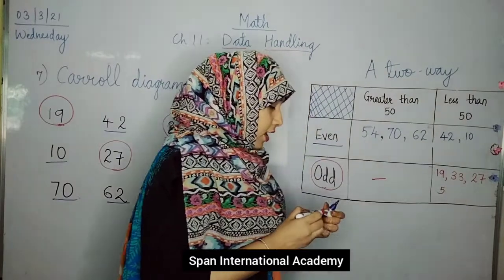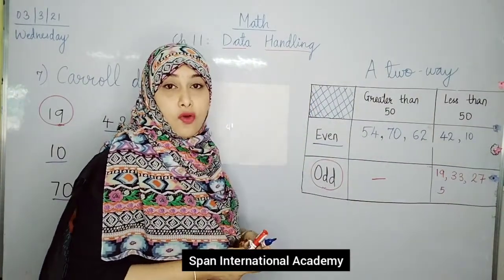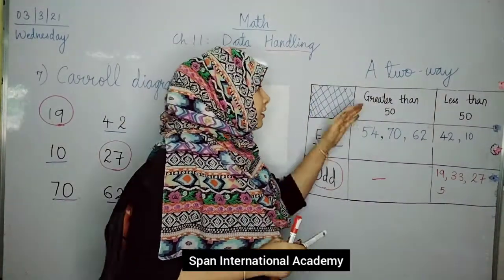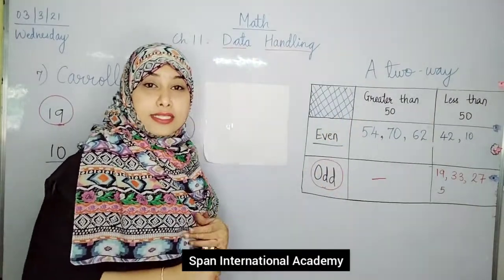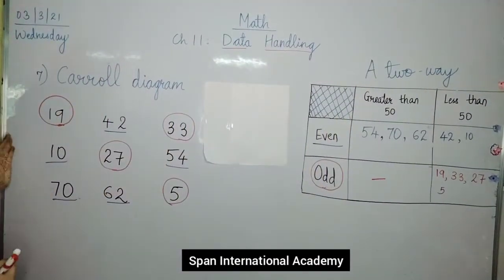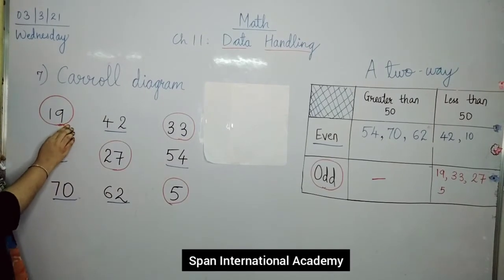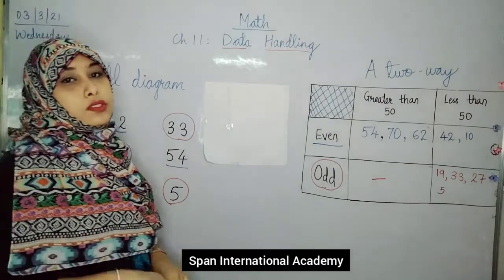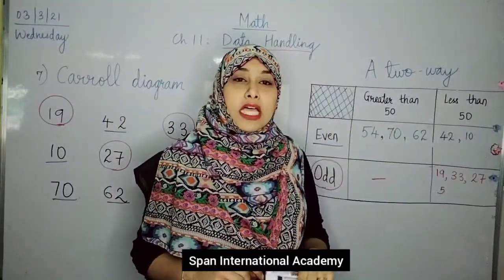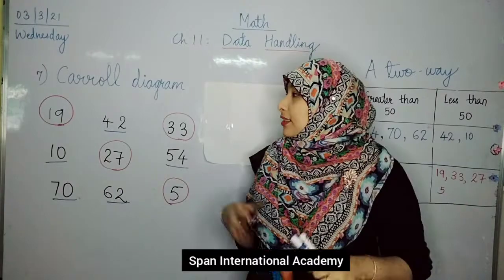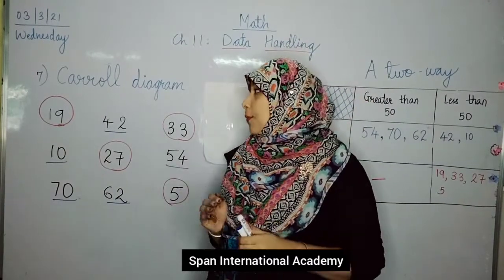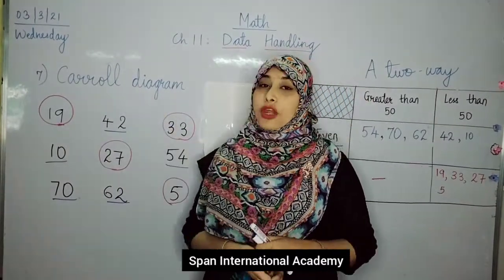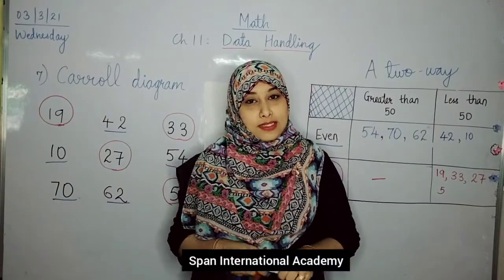So this is the way we have put the data in the form of a Carroll diagram. That is a two-way table. Now this work that I have done of highlighting the numbers as even and odd using two different color pens is just for your understanding. Okay, in your workbooks you will use only your pencil to complete the exercises. So now that was it, my dear friends. We stop here with our last method of representing data, that is a Carroll diagram.